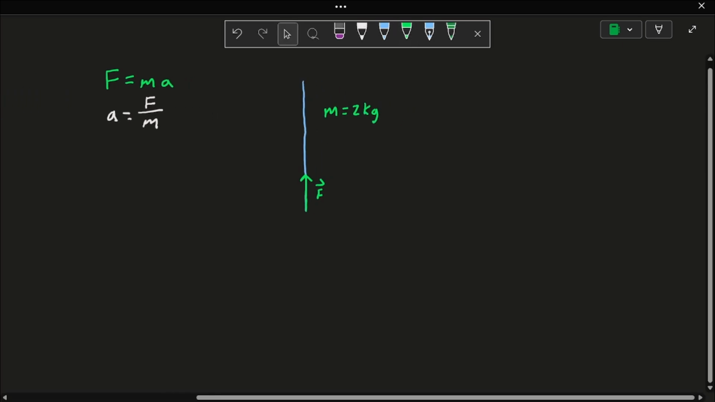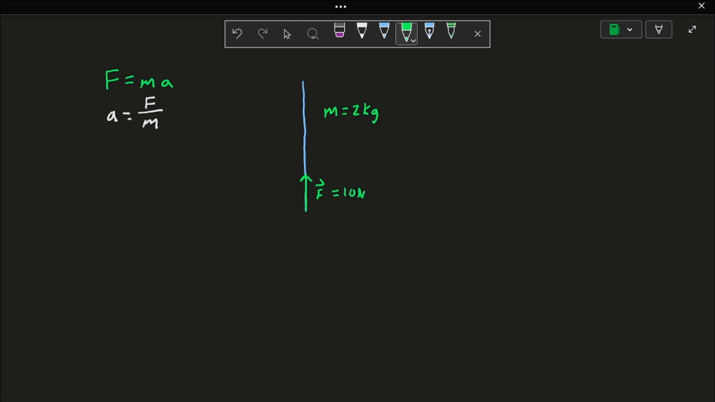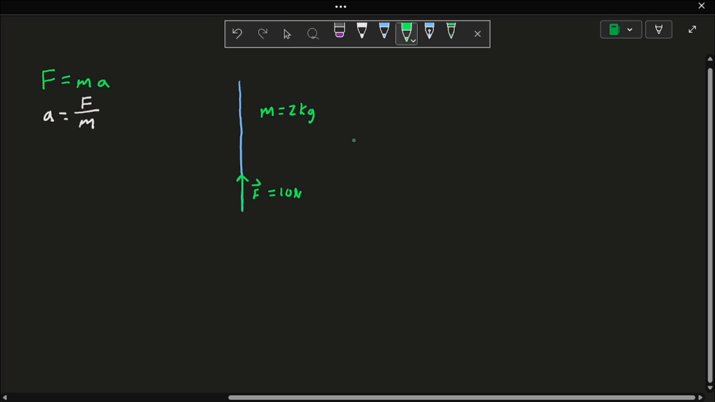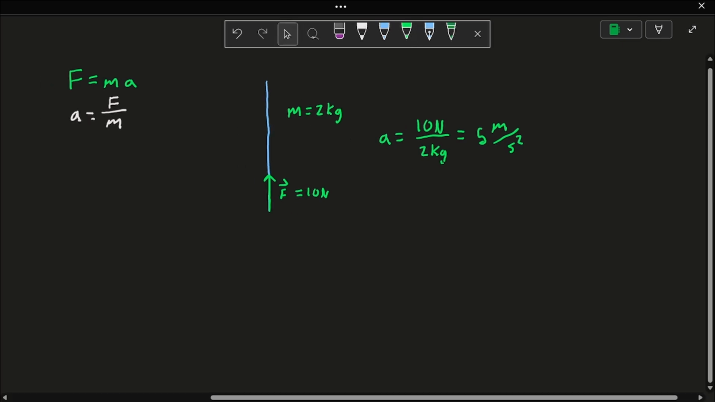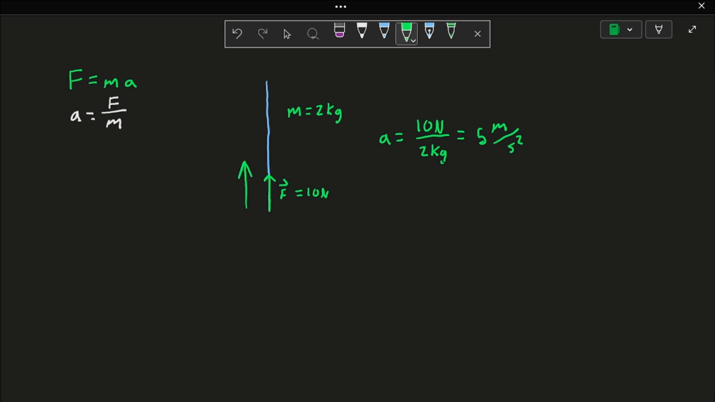And let's say our force has a magnitude of 10 newtons. Well then, our translational acceleration A is going to equal that 10 newtons divided by those 2 kilograms, which equals 5 meters per second squared. And it's important to note that this 5 meters per second squared will be in the direction that the force was applied, so it'll be kind of that direction.